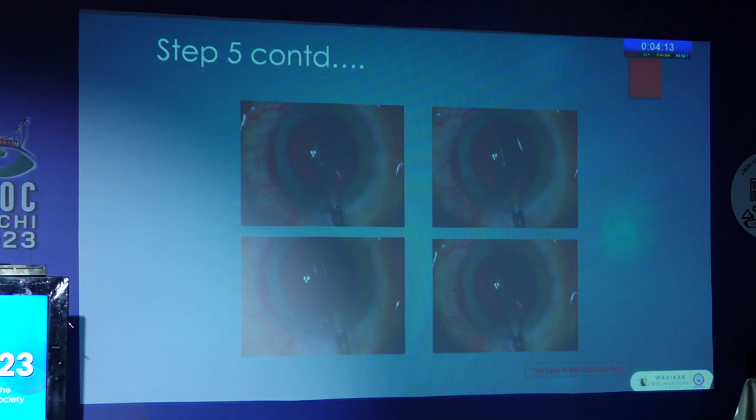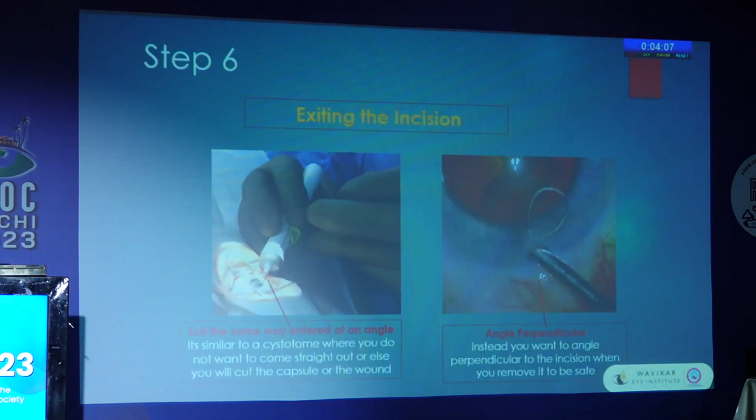So these are the various positions of the silver loops, specifically shown in immature cataract how it will look, even though we hardly use it there. Exiting the incision has to be done the same way, lying flat, and it comes out of the incision. One thing I forgot is that on the shaft there is a black mark, and that is the point till which you enter it in the wound.